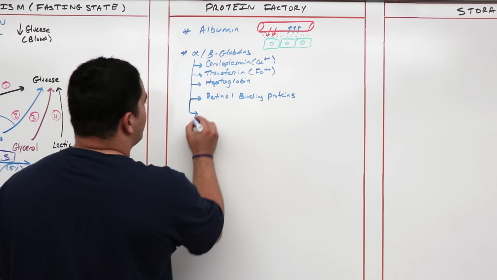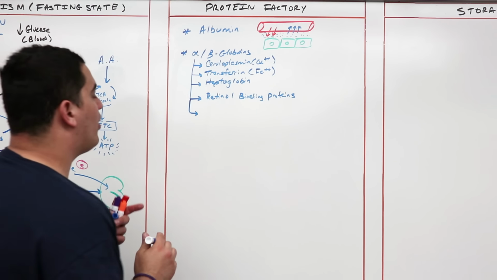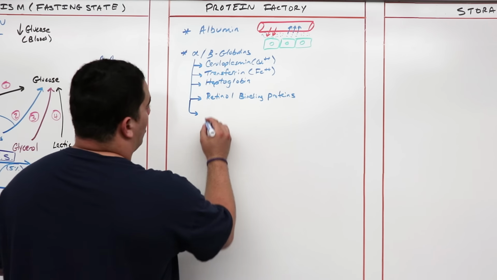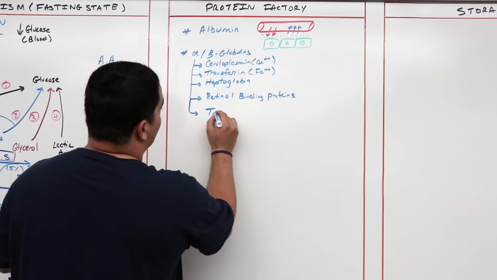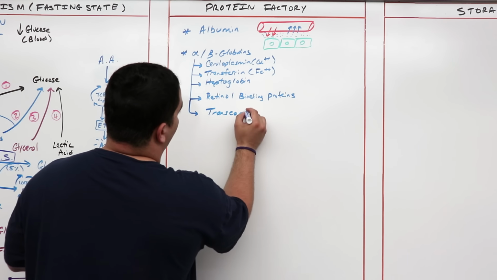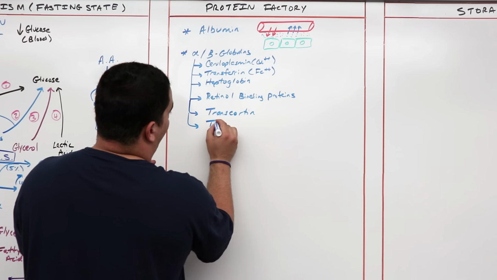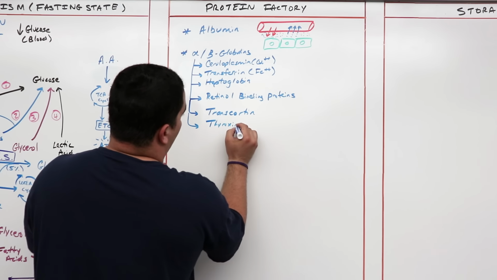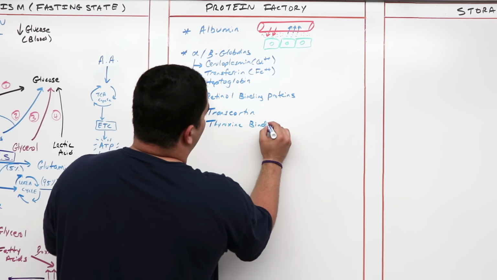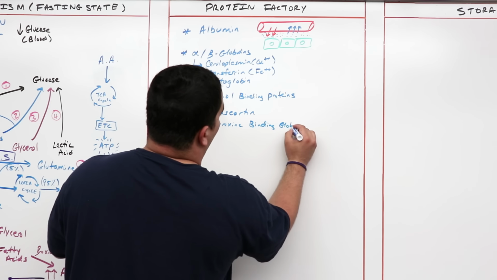So that's important. It's also utilized in our skin. It also transports different types of steroid hormones. For example, cortisol is transported via what's called transcortin. And thyroid hormone is transported in the form of what's called thyroxine binding globulins. So tons and tons of proteins. I'm not going to keep going through all of these.